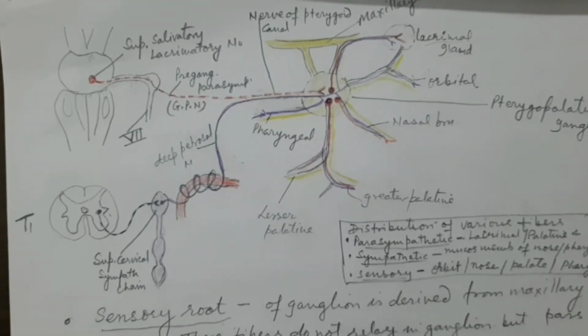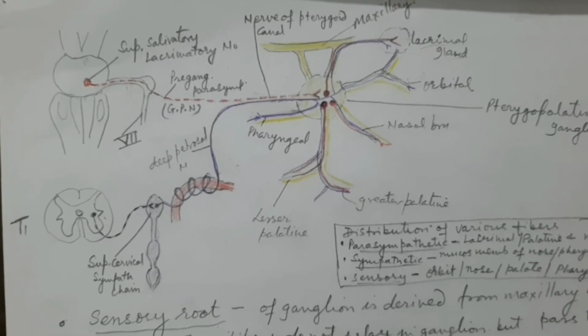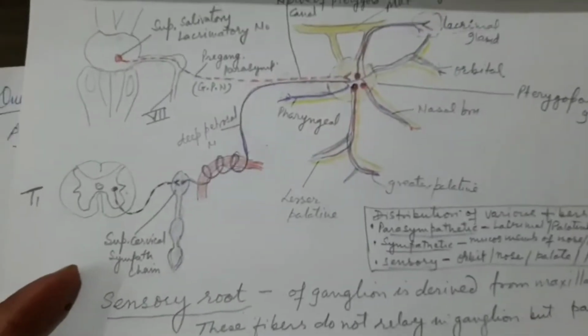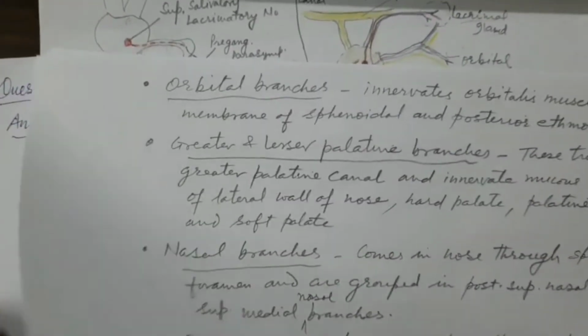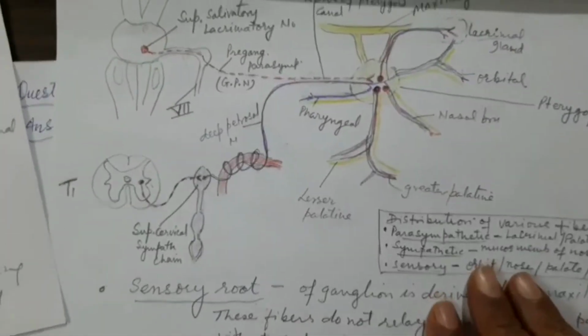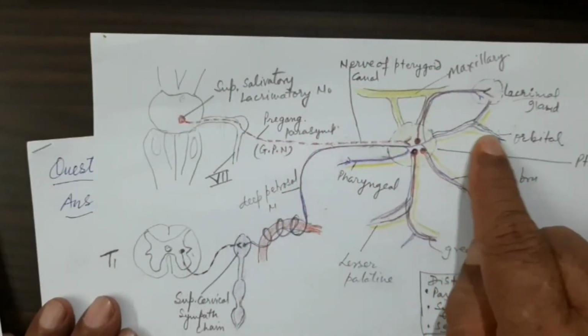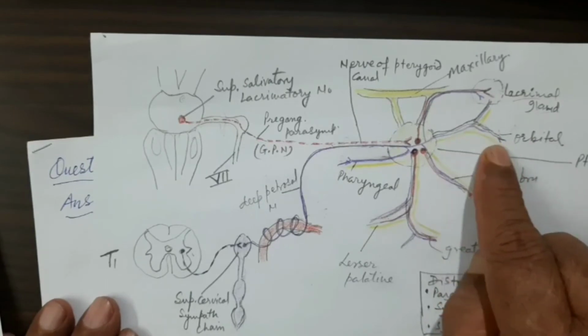Okay, let us come to the branches of this ganglion. If you see the branches of this ganglion, they carry the sympathetic, parasympathetic, and sensory fibers, and these are the following branches. I will just name the following branches. Orbital branches. Let us see the orbital branch. See here, from the ganglion, this branch is going into the orbit, and this is the orbital branch.